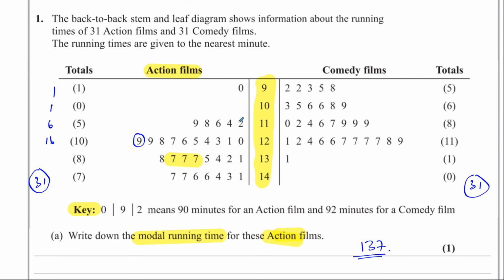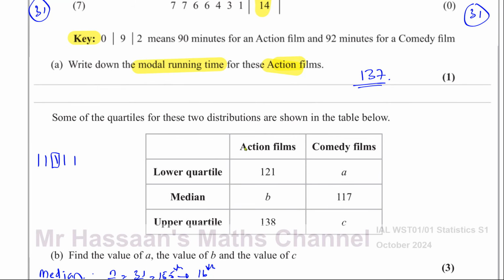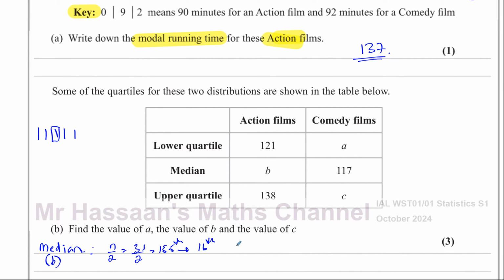And you can count 1, 2, 3, 4, 5, 6, 7, 8, 9, 10, 11, 12, 13, 14, 15, 16. So 129, don't write just the 9, it's 129. That's called Q2, which is B, which is 129. So we can say B is equal to 129. That's one of our answers.